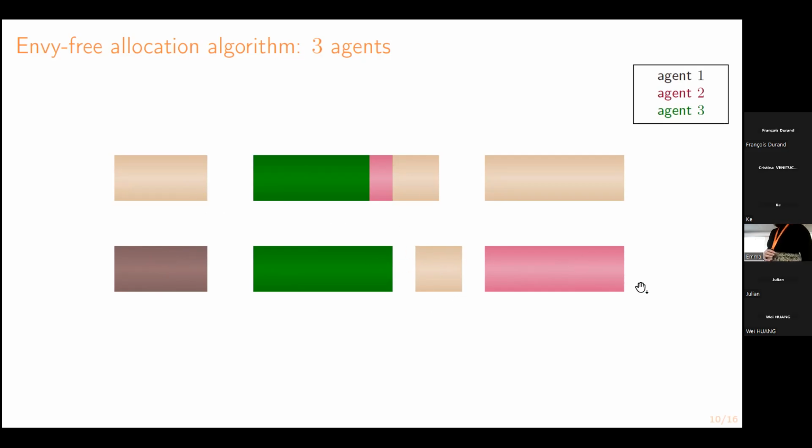So the partial allocation is envy-free. And so we want to cut the remaining piece so that it's also envy-free. And because the measures are, I don't remember, are additive, thank you. Because the measures are additive, if we have an allocation that is envy-free and a second allocation that is envy-free, the sum will remain envy-free.